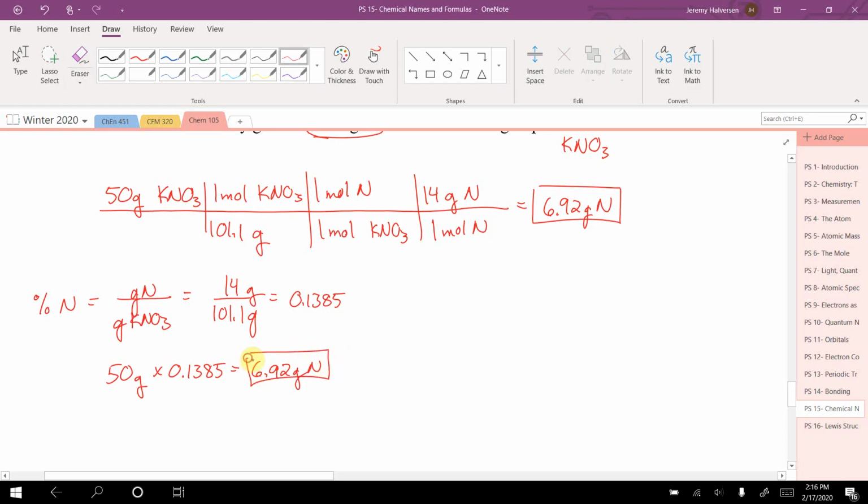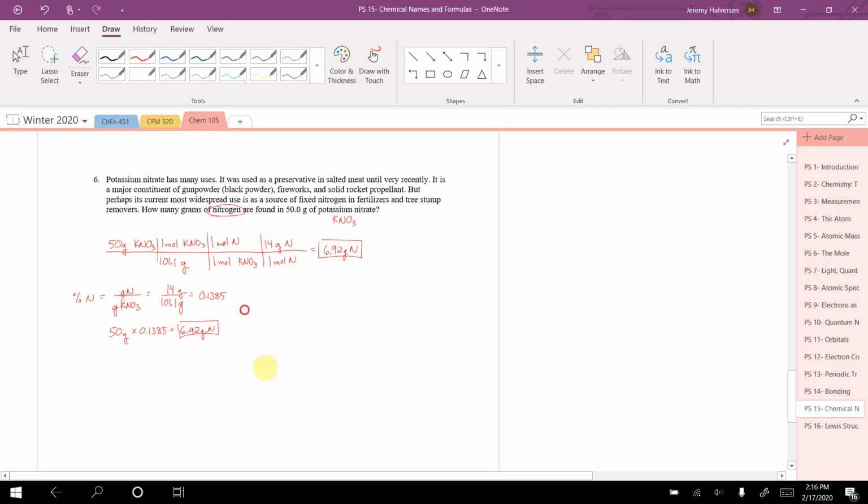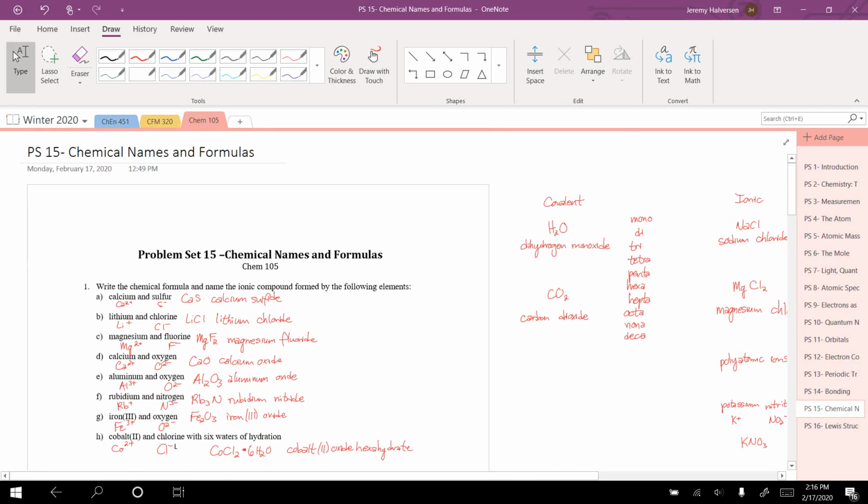Really, if you think about the math you're doing, it actually is the same, because this is just 50 times 14 over 101.1. This is 50 times 14 divided by 101.1. So nothing really fancy there other than 2 different kind of ways to think about the problem. So there we go. There's our introduction to how to name chemical formulas and then derive chemical formulas from chemical names.